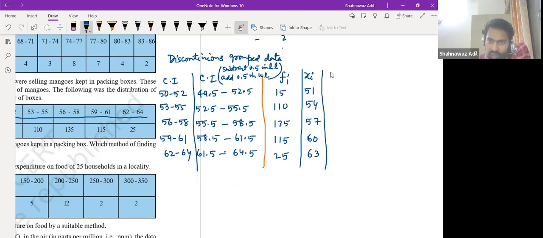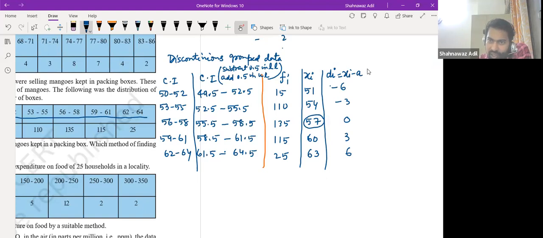So let us calculate di. This is xi minus, so let us assume that this is the mean. So this is 51 minus 57. So that is minus 6. This is minus 3. This is 0. This is 3. This is 6.